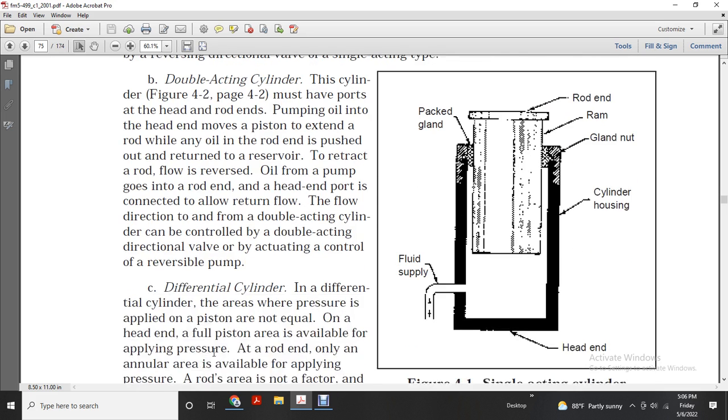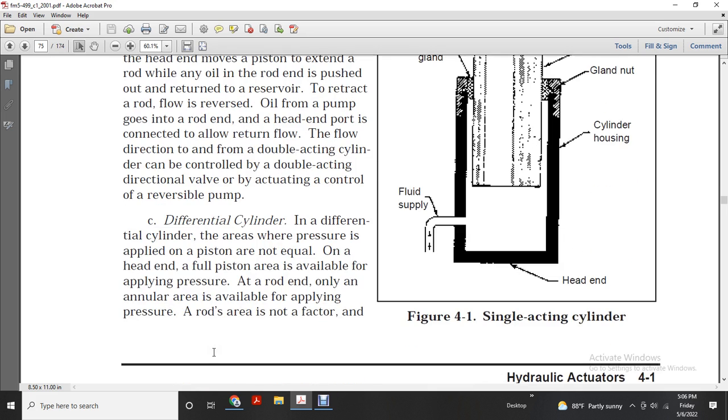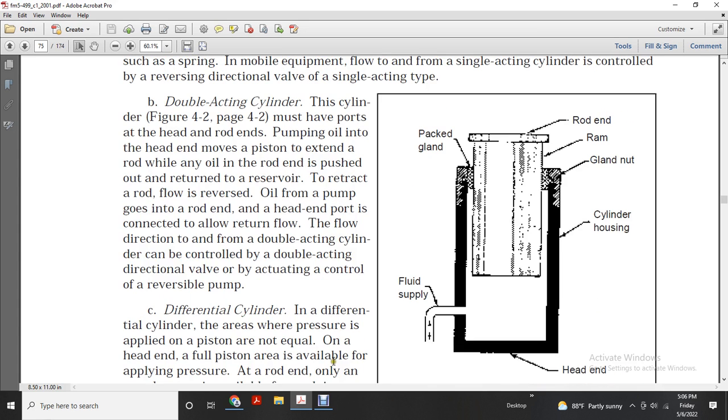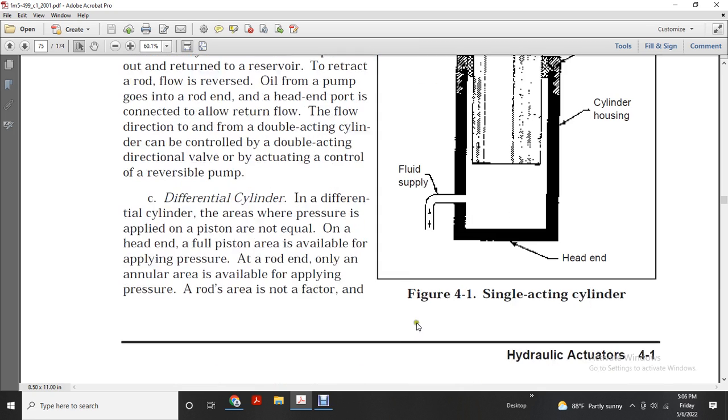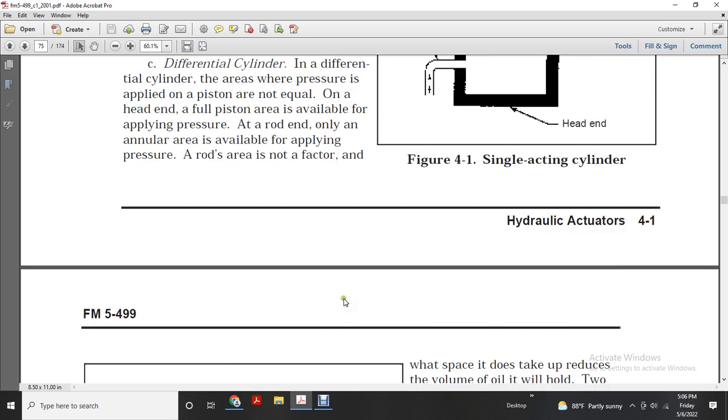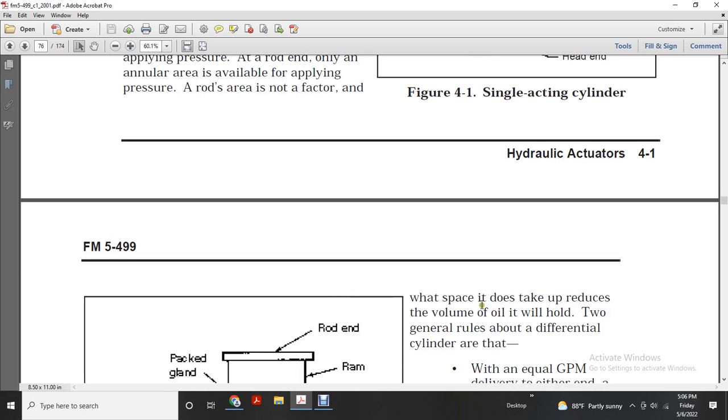Differential cylinder. Figure 4.1 shows a single-acting cylinder, showing the rod end, ram, gland nut, packing gland, cylinder housing, and fluid supply at the head end. A differential cylinder is one where the areas on which pressure is applied on the piston are not equal. On the head end, the full piston area is available for applying pressure. On the rod end, only the annular area is available, because the rod takes up space and reduces the volume of oil the cylinder will hold.